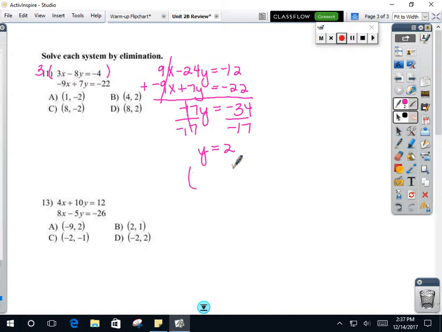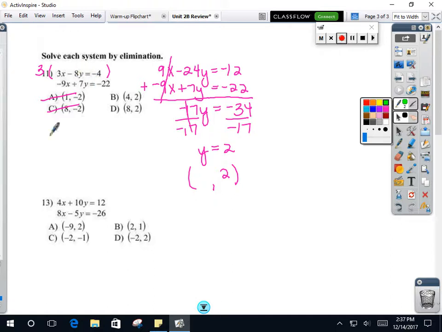Where do you place the y value in an ordered pair? On the right. So that lets me know A and C are out because they both have a -2 in that location. Now how do you figure out if 4 or 8 is the correct x value? You plug in 2 for one of the y's. Which y do you want to plug it into?